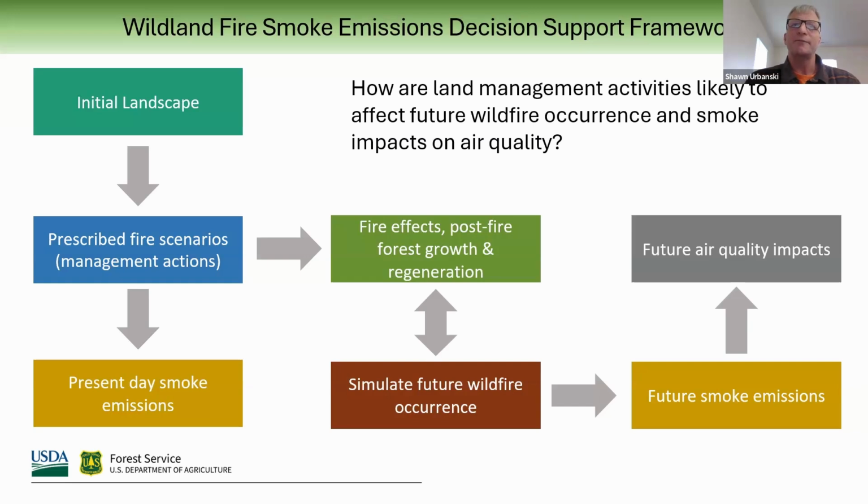So we take those, we modify the landscape with the management scenarios. Then we can use that landscape and we combine it with models of forest growth and regeneration, treatment and fire effects, as well as simulations of future wildfire occurrence. And this allows us to look at the effectiveness of land management actions and how their effectiveness degrades over time. And hopefully, how is future wildfire occurrence and associated smoke emissions and air quality impacts affected by these actions?